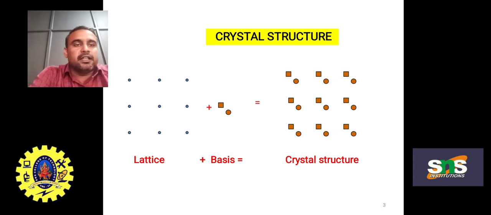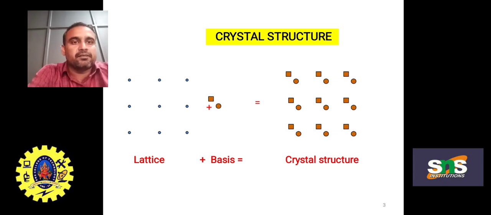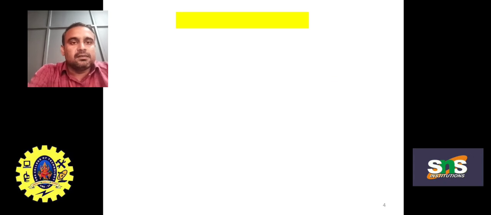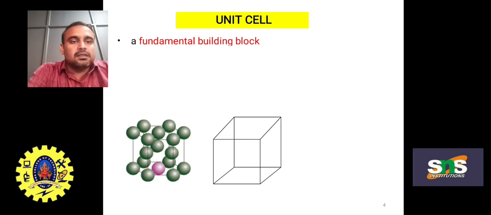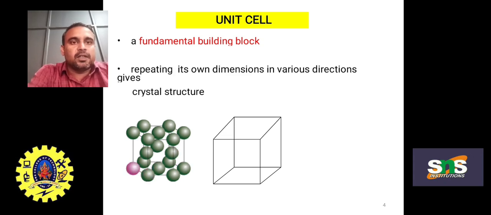Next, the diagram shows the crystal structure. The first point shows the lattice point, then lattice plus basis is equal to crystal. We already know the lattice point is the position of atoms or molecules, and the basis is the unit assembly of atoms or molecules. The lattice points joined together with the atoms are called the crystal structure. The next is the unit cell, the fundamental building block, which is the repetition of atoms or molecules in various directions.